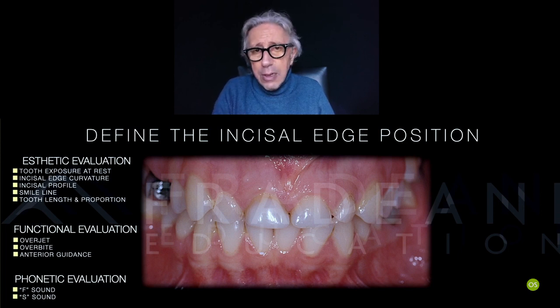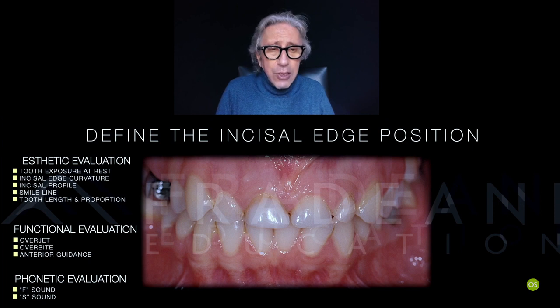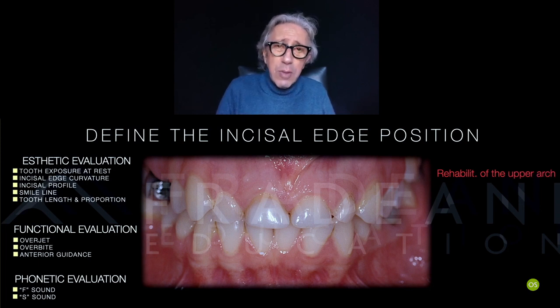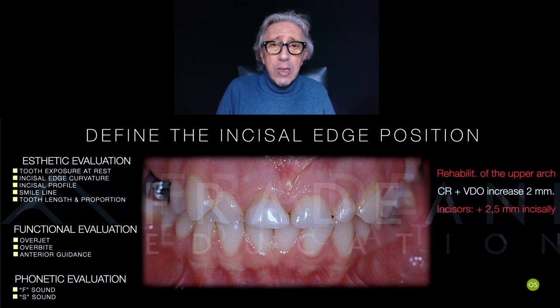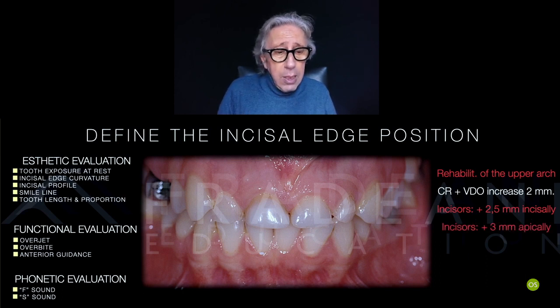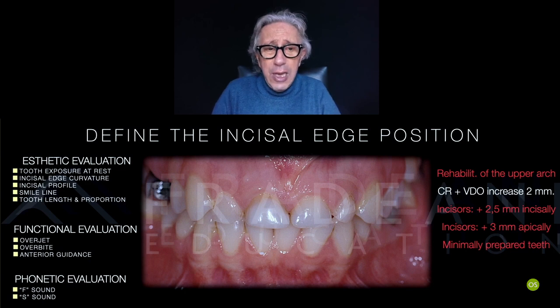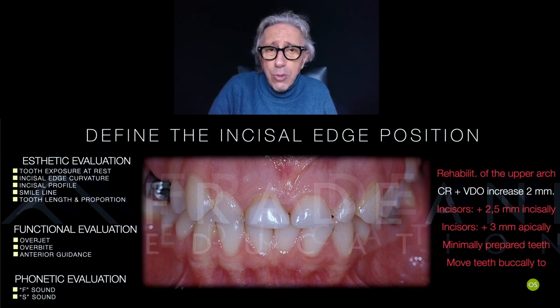It's a long story. I cannot tell you all these steps together today, but you have the chance to at least consider all the aesthetic and functional parameters, plus some phonetic ones. So the decision made at the end was rehabilitation of the upper arch in CR position, with a vertical dimension increase of a couple of millimeters. The incisor was lengthened 2.5 millimeters incisally, as you have seen before with the mock-up, and 3 millimeters apically. We need to do a surgical crown-lengthening procedure. So minimal preparations.